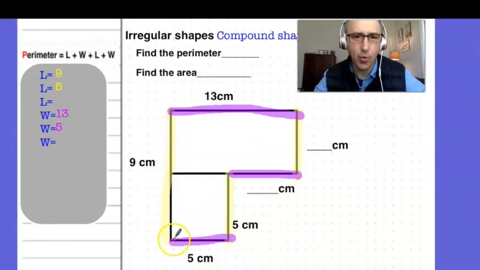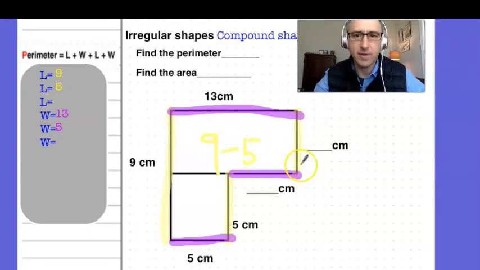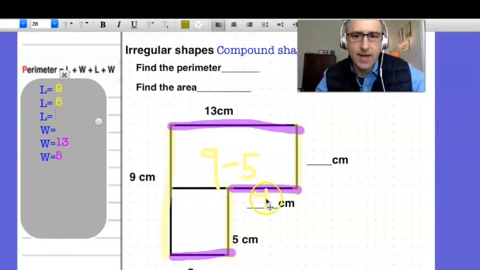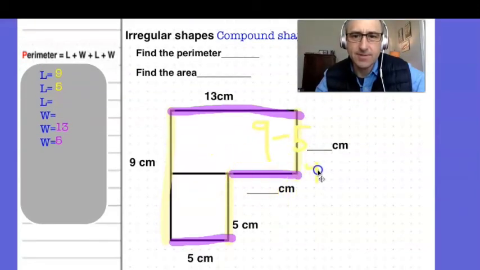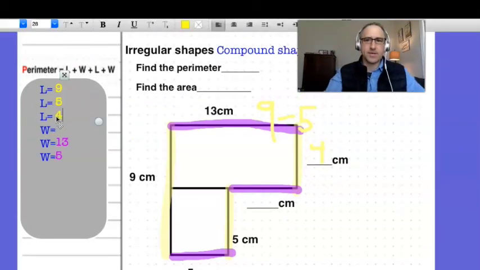Let's start with the length. I know this whole thing is 9. But I don't know this side. But I know this piece of the 9 length is 5. So what I can do is subtract. I take 9 minus 5, and that should give me what's left. 9 minus 5 is 4. So this length right here is 4 centimeters. Oops, I put my 4 in the wrong spot. I'm going to move it over here. This over here is 4 centimeters.